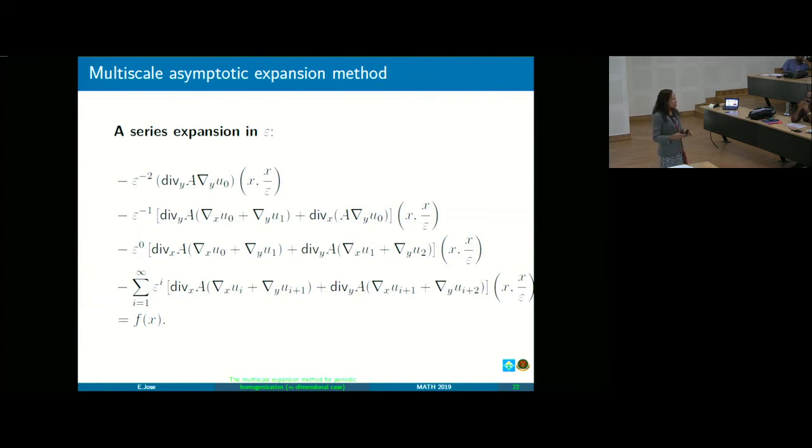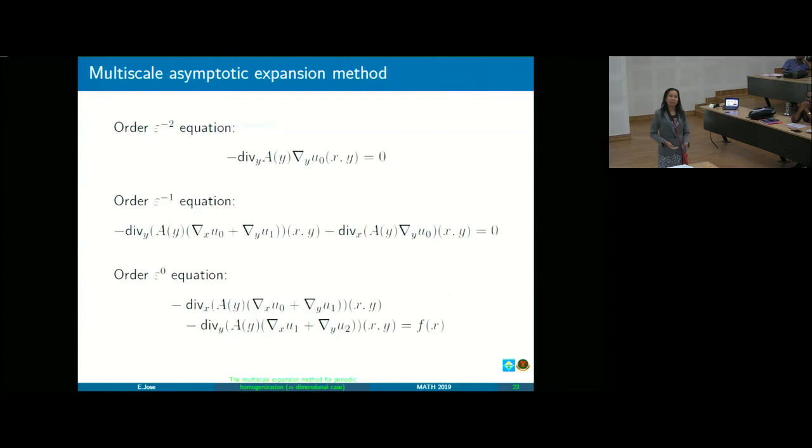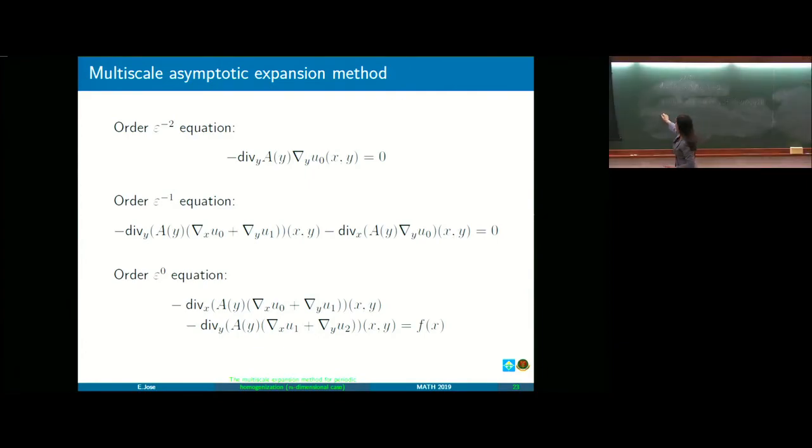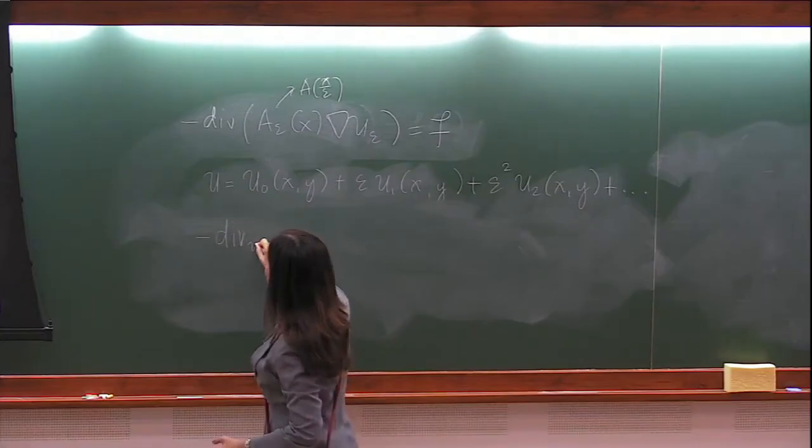And again, for homogenization purposes, we just consider the first three terms. And so we will just have the following three equations. Let me write the first one. We will try to solve.